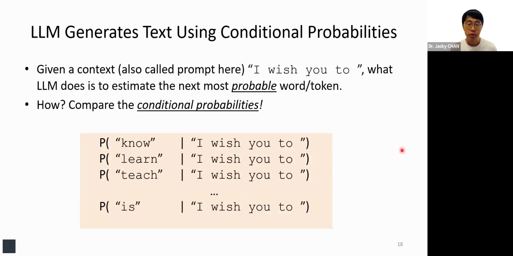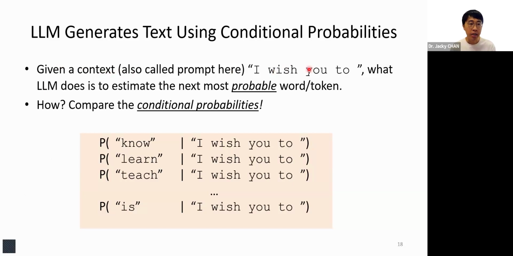Okay, I want to briefly touch on some very simple mathematics so that you have a better idea of what's going on behind this large language model. The heading here is: LLM generates text using conditional probability. What does it mean? Let's say we give it a text, which we now call a prompt, "I wish to". The LLM will try to estimate the next, most probable word.